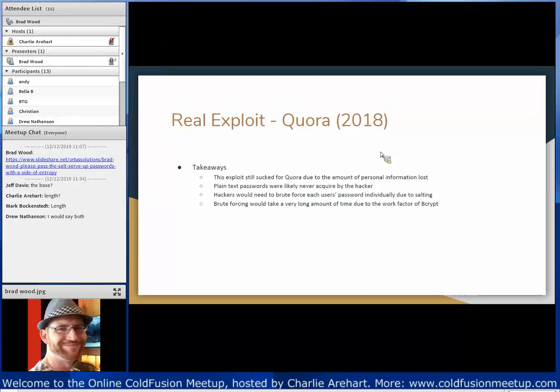So hackers would have needed to brute force each user's password individually. They wouldn't have been able to hack the entire database at once, and so the amount of effort in that is not really worth it. And brute forcing would have taken a very long time due to the work factor of bcrypt. So while this isn't necessarily a happy ending, this is about the happiest ending you can have: if someone steals your database, they're basically helpless to figure out what any of the plain text passwords were. This is kind of the best case scenario, right?